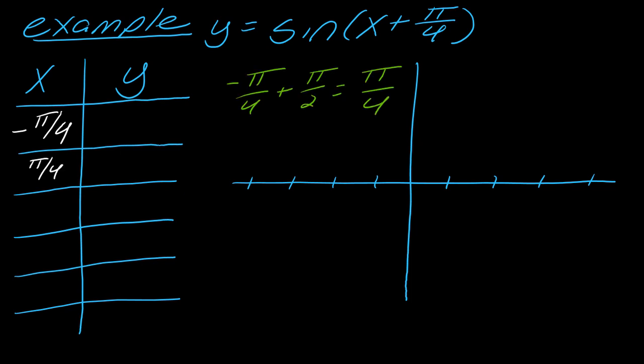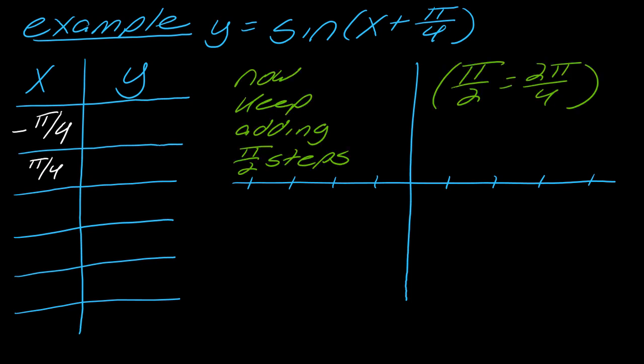So what does that look like? I take negative pi over 4 plus pi over 2. If I do this math, I get pi over 4. That's going to be the next step in my table. So that's how you interpret that. Then I'm going to keep adding pi over 2 steps.